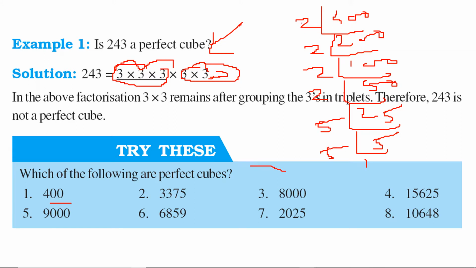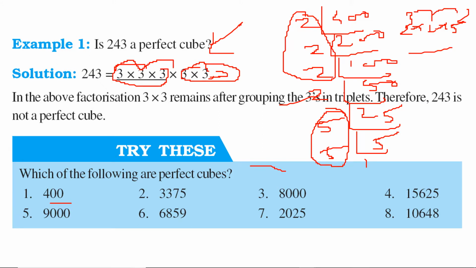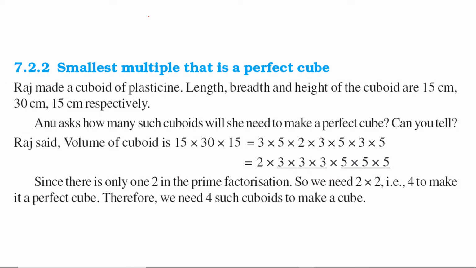So 2 into 2 into 2, this is a triplet. This 2 is left behind. This is also not making any cube. So this is 2 cube into 2 into 5 square. So unless we have cubes, this cannot be a perfect cube. You can try it with others also.